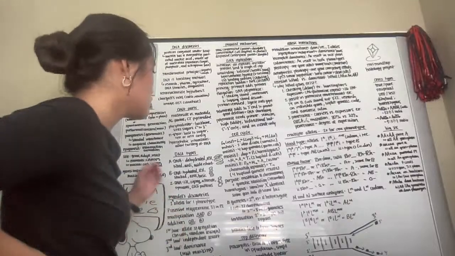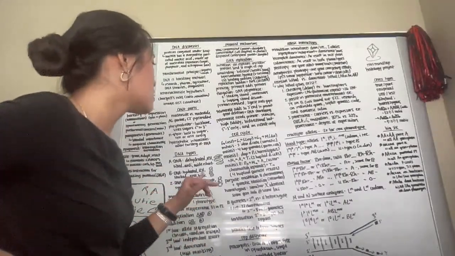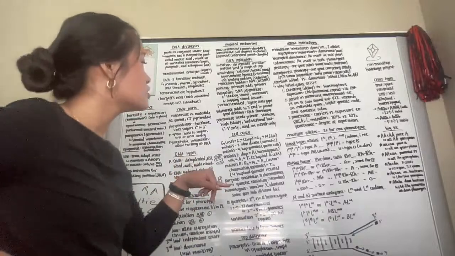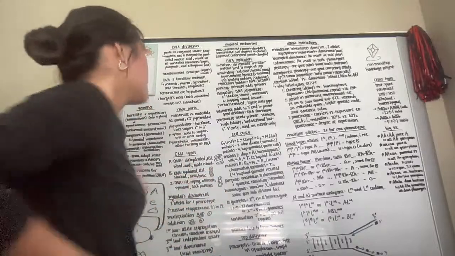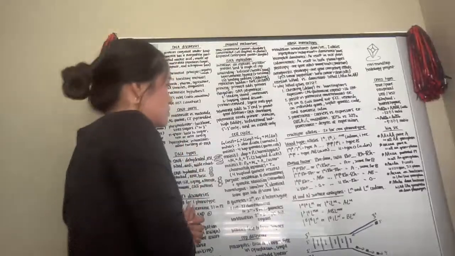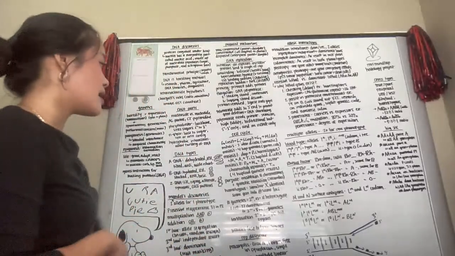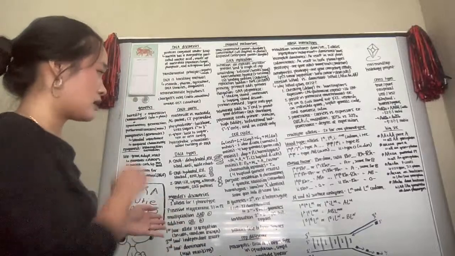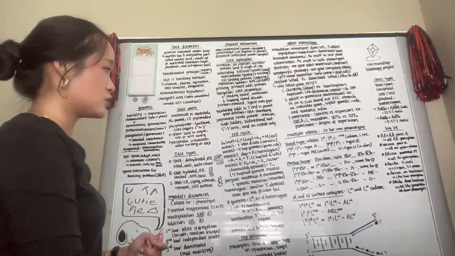It starts with G0, which is the resting phase, G1, which is growth, S, which is replication, then G2, which is growth again, and then M, which is mitosis, which is division. So mitosis produces 2 identical cells and only happens in somatic cells, and meiosis is different because it produces 4 haploids, gametes, and this happens in germ cells only.